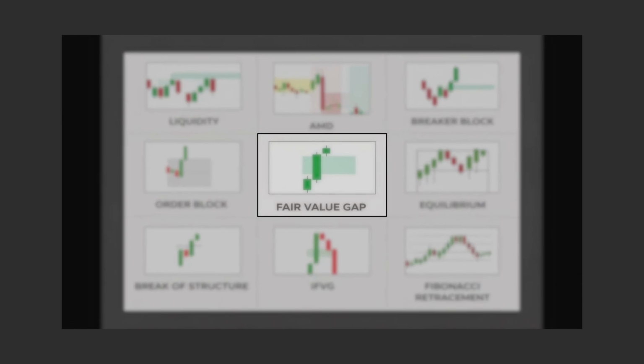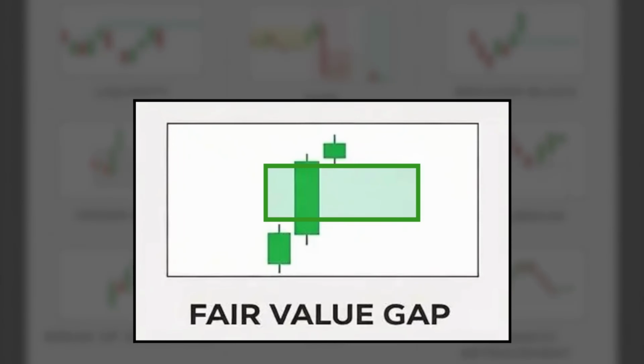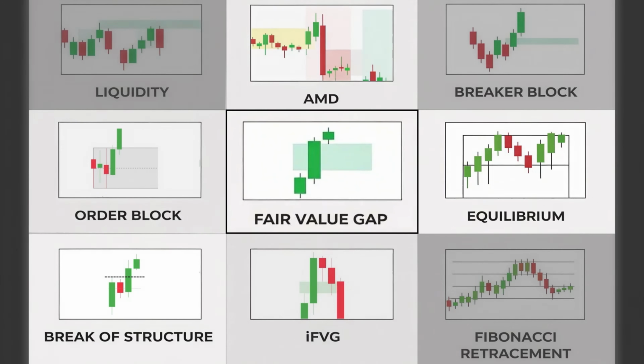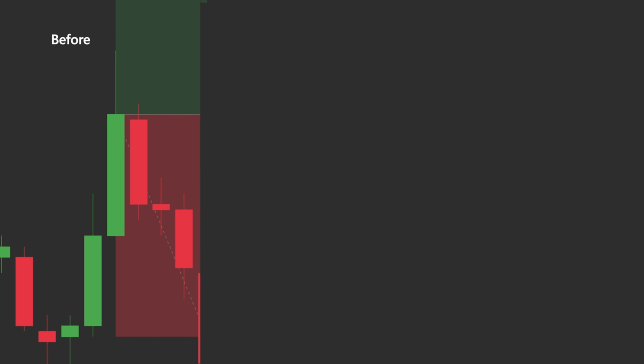If you want to start making more money in the charts, such as traders like TJR, then you're probably missing this one key concept. Fair value gaps are one of the most powerful tools in ICT style trading, and when combined with the right confluence, can completely change how you enter trades.